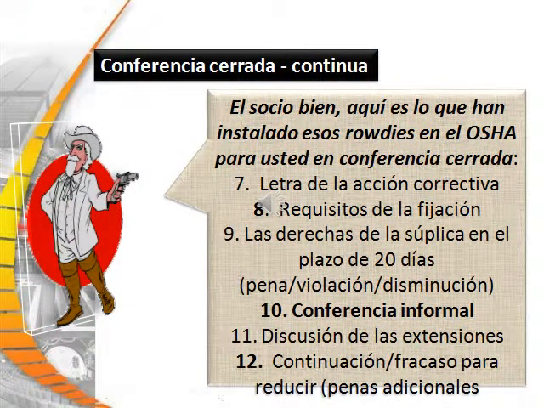Also at the closing conference will be a letter of corrective action, the posting requirements of the employer, any appeal rights that they are entitled to within 20 days, as far as the penalty, the violation, and abatement, an informal conference, as well as extensions discussions, and the follow-up or failure to abate issues will also be discussed.